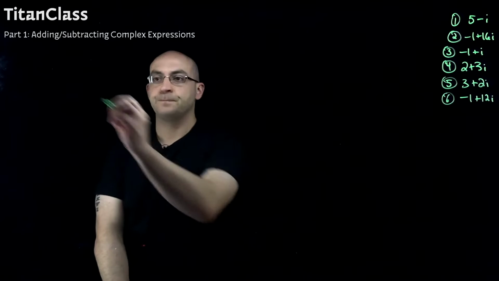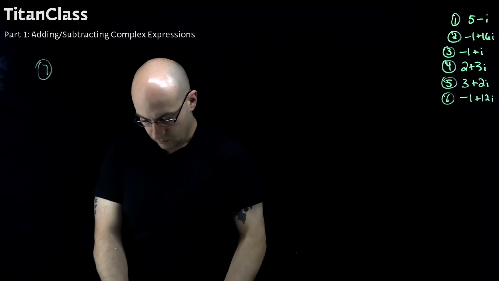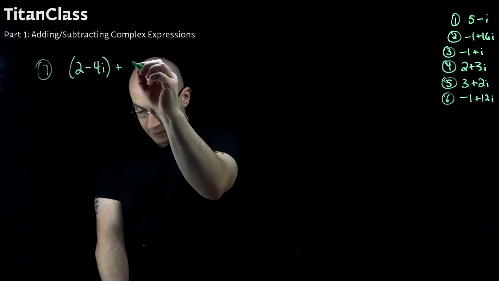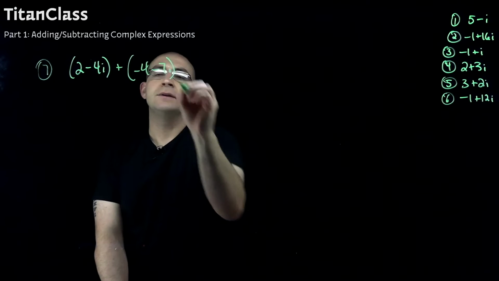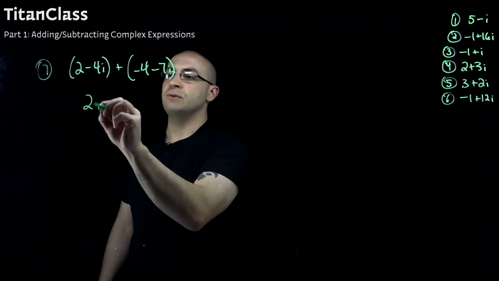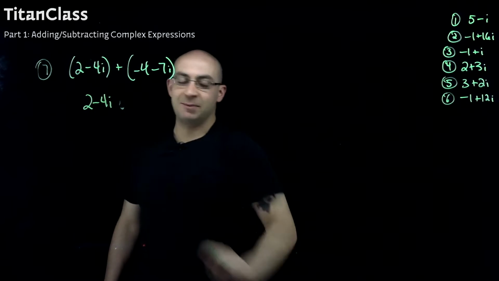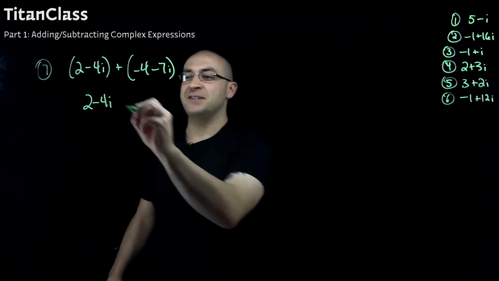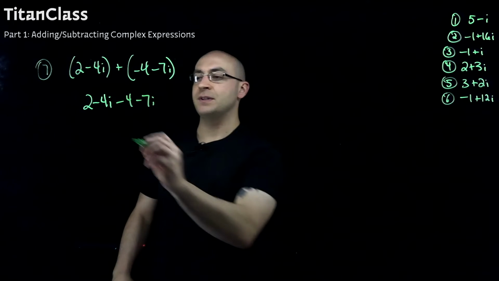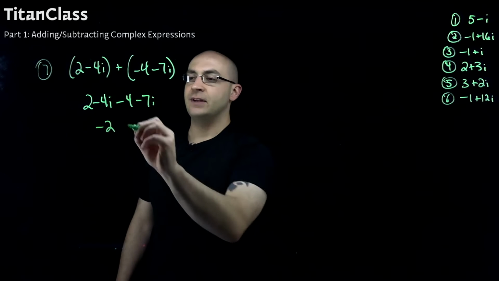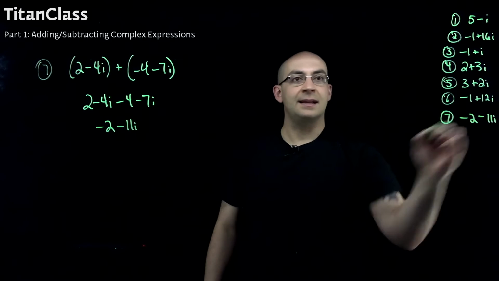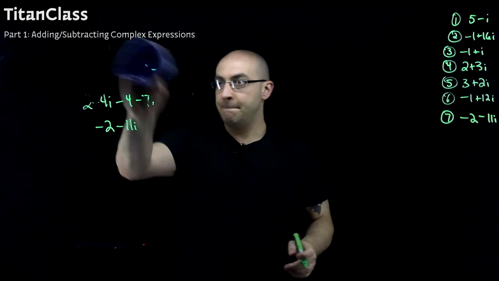Number 7. 2 minus 4i plus (negative 4 minus 7i), okay? Back to the plus sign, we do not distribute plus signs, so we just drop down a level and drop the parentheses. So 2 minus 4i, it's going to put a plus minus, that's a no in mathematics, right? So this is just minus 4 minus 7i, right? Combine like terms, 2 minus 4 is negative 2, and negative 4i minus 7i is negative 11i. So number 7 is negative 2 minus 11i.